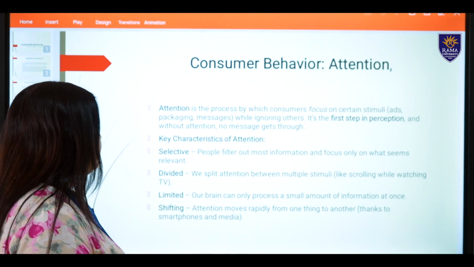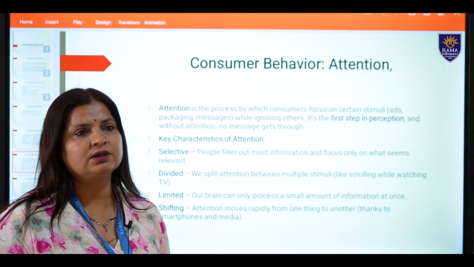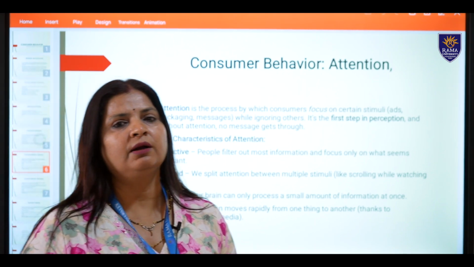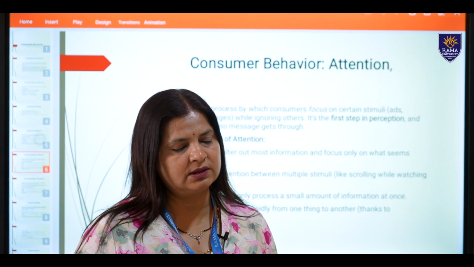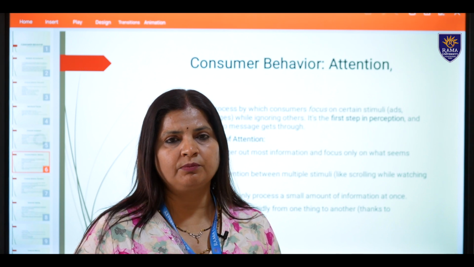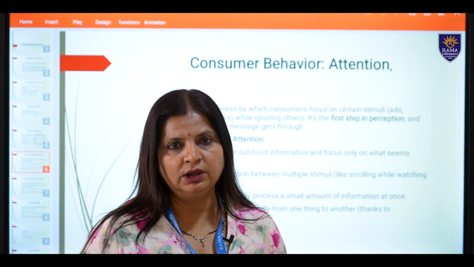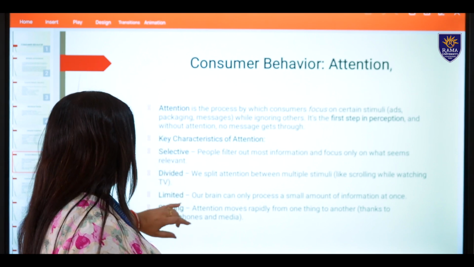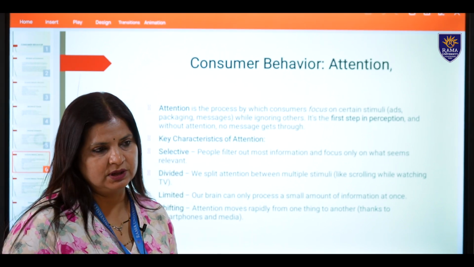Divided: we split attention between multiple things, such as scrolling while watching. When we are purchasing products online, we are scrolling and seeing reels etc. Then we choose some products that we need and leave the products that we do not need. Limited: our brain can only process a small amount of information at once.